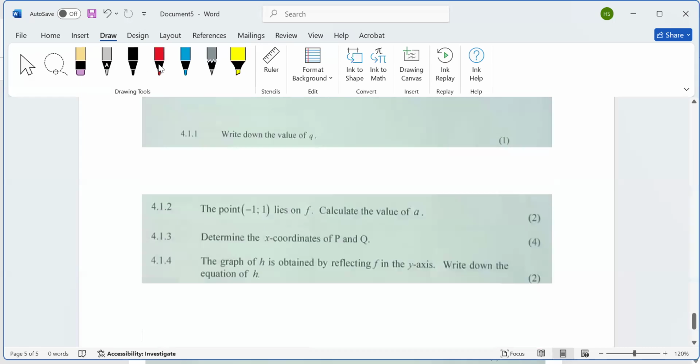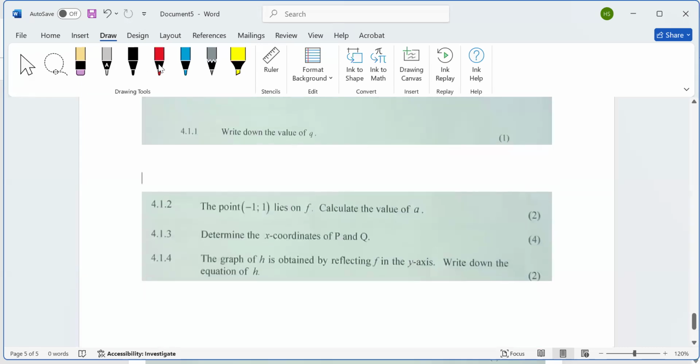The first question says, tell us what q is. What is the asymptote? Which value can we not touch according to the hyperbolic function? So q should not be equal to -2. They will give us 1 mark for that. Q should not be equal to -2.